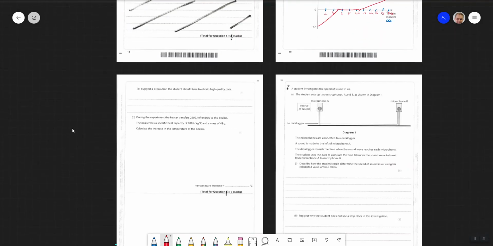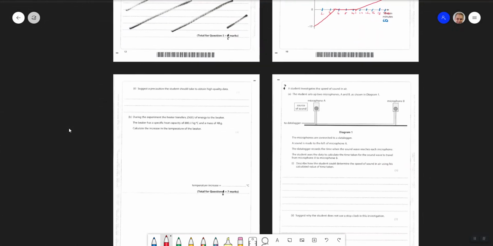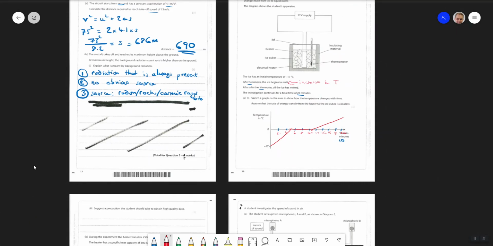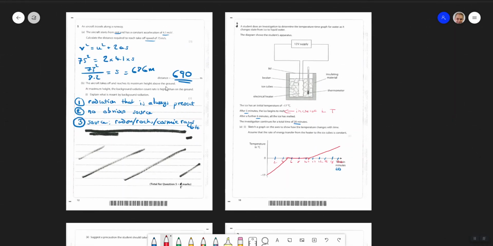Suggest a precaution the student should take to obtain high quality data. So various precautions that we want to make here. This isn't about accuracy or precision, it's just something that would mean that our data wouldn't get spoiled. So we've got a lid, keep the lid on, that's probably a good thing. Keeping the heater submerged, so making sure it's always underwater, that's another thing to do.